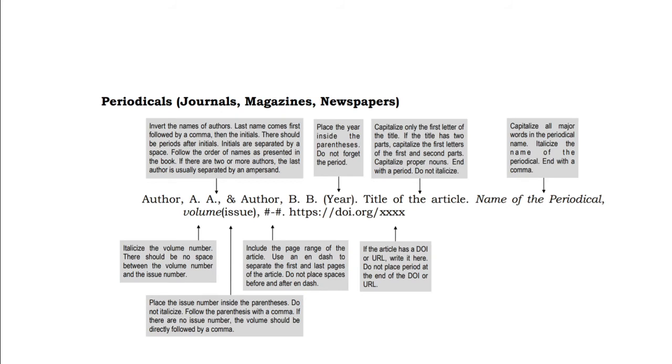For periodicals, such as journals, magazines, and newspapers, invert the names of authors. Last name comes first, followed by a comma, then the initials. There should be periods after initials. Initials are separated by a space. Follow the order of names as presented in the book. If there are 2 or more authors, the last author is usually separated by an ampersand.